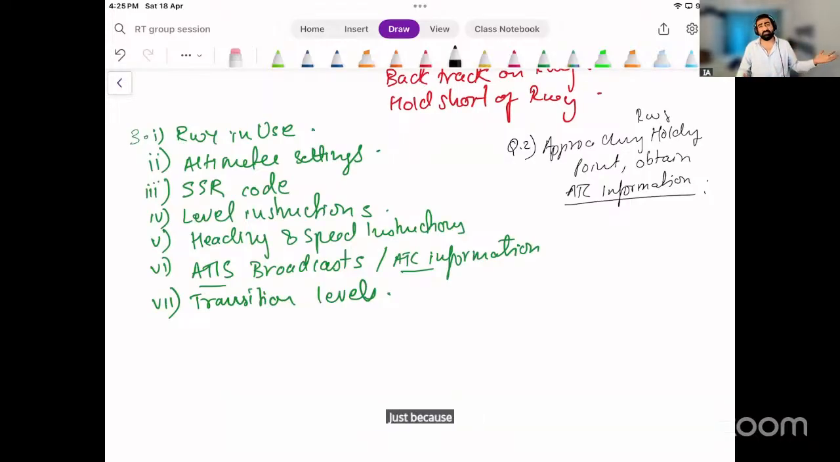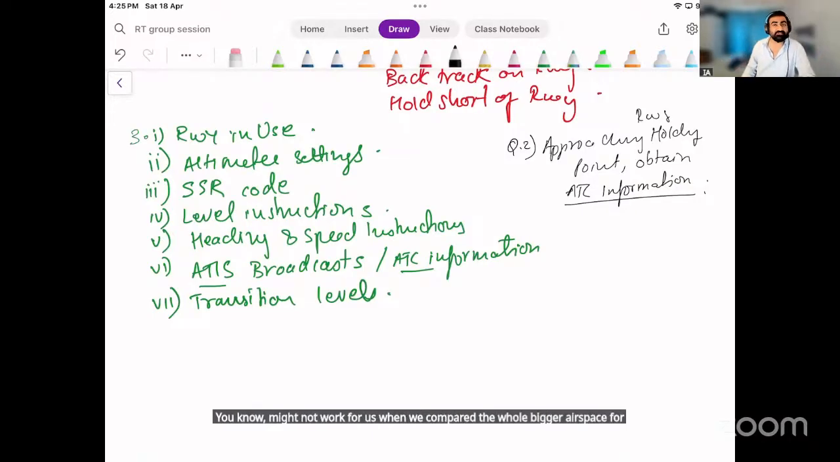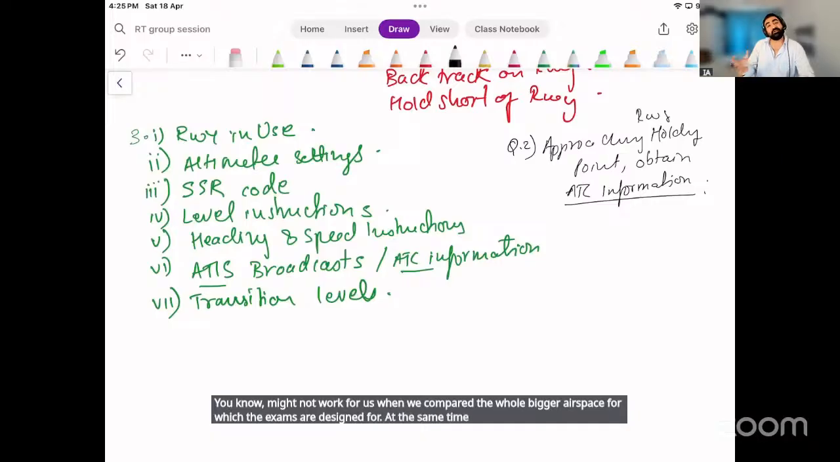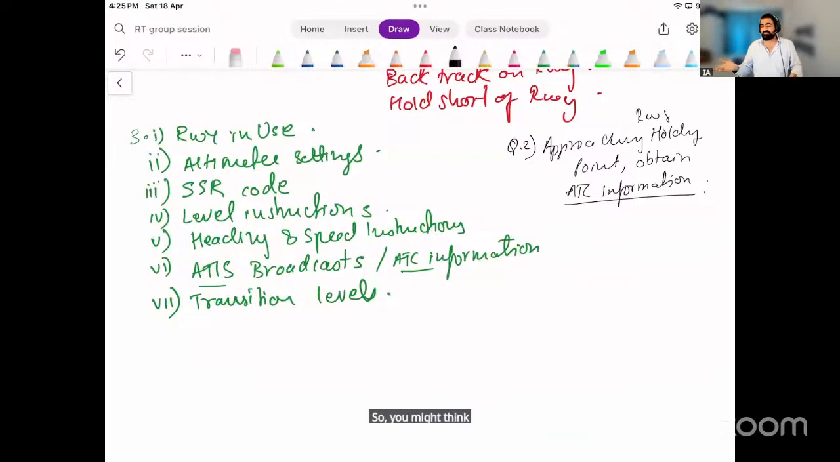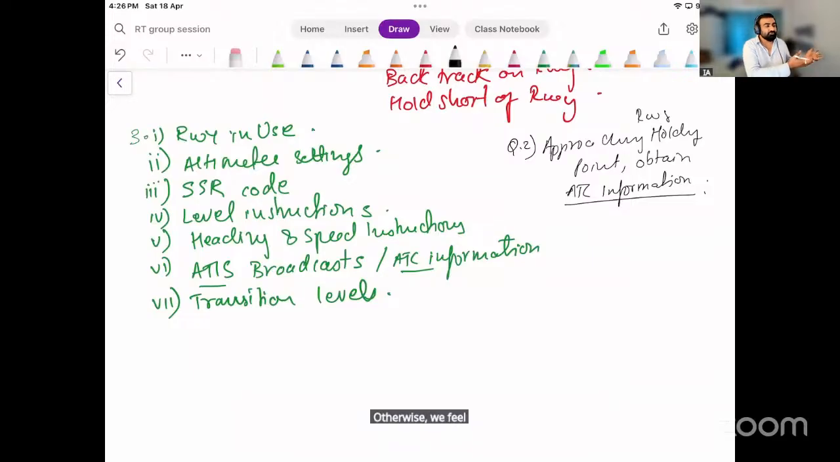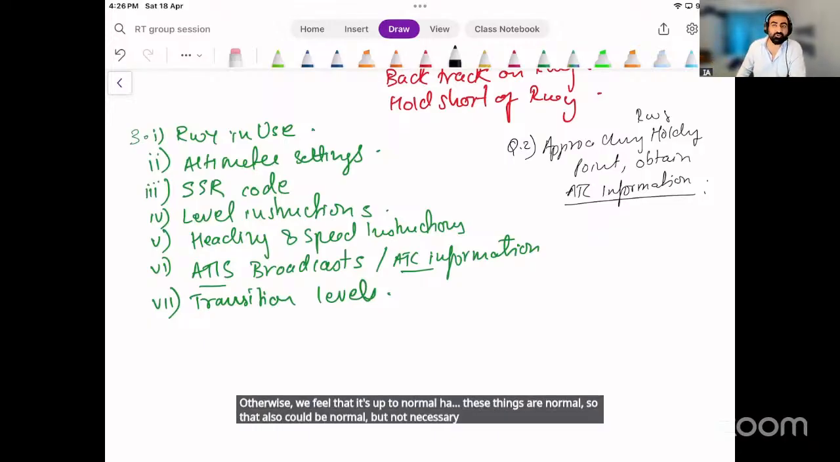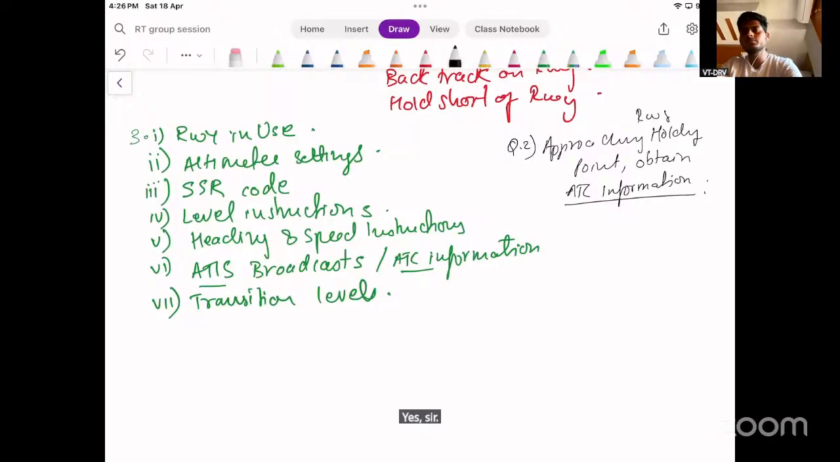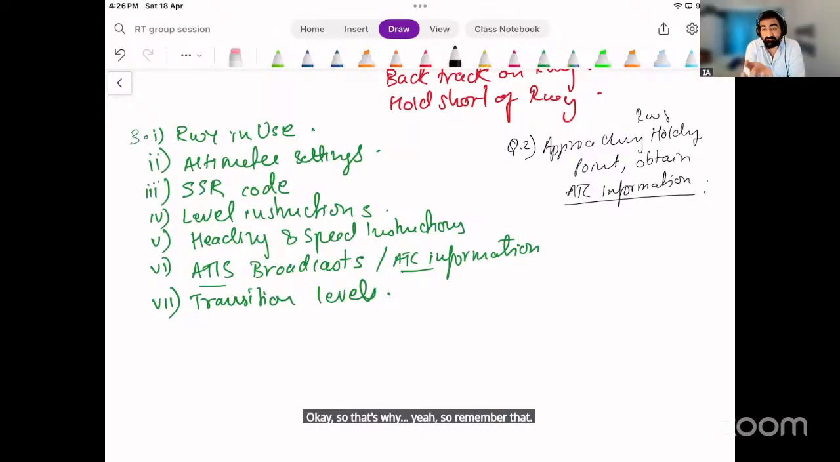Just because somebody does something in a controlled airspace might not work for us when we compare the whole bigger airspace for which the exams are designed. At the same time, some things might be working as well. It might not be that everything is wrong. So you might think that if this is right, then this could also be right. But that is not the case. Some things could be right, some things could be different. So you follow the right things, but don't follow the different things. Otherwise, we feel that, अरे ये सब तो normal है. These things are normal, so that also could be normal, but not necessarily. Okay, so remember that, and yeah, example.